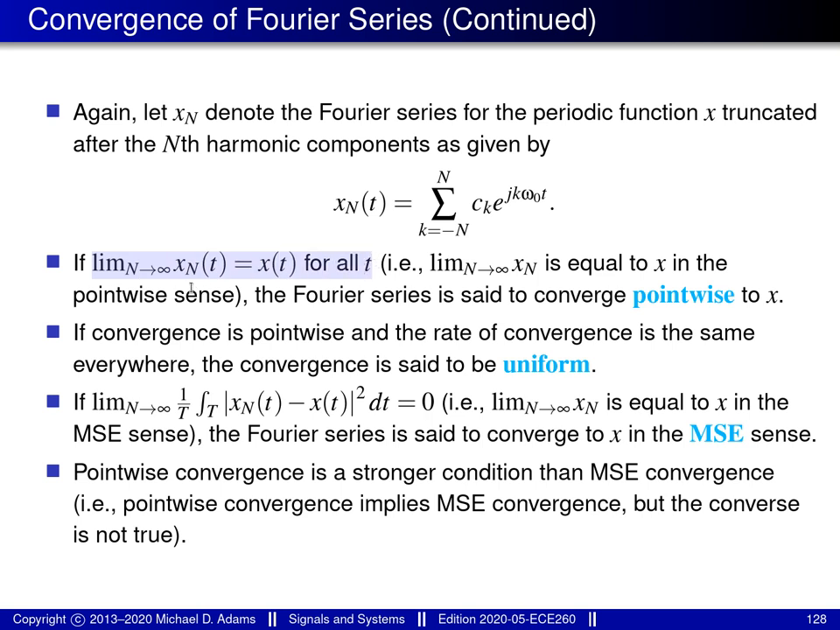Now suppose that this particular condition is satisfied. In other words, if we take the limit of x subscript n as n goes to infinity, suppose that gives us a function which is pointwise equal to x. Then we say that the Fourier series converges pointwise to x.